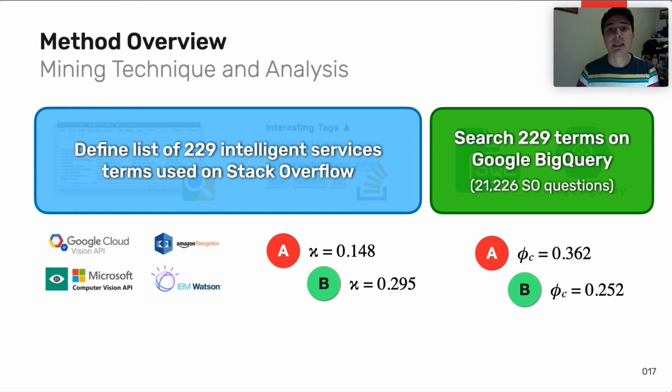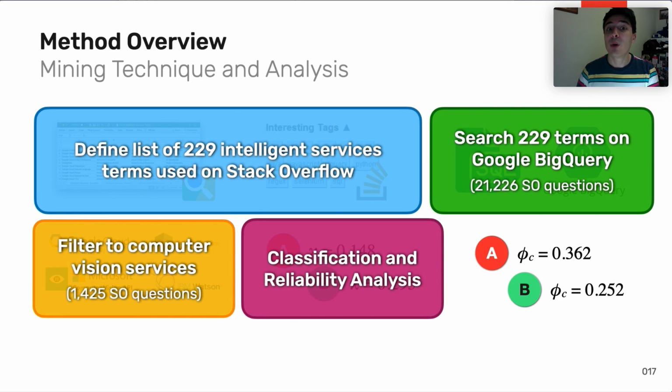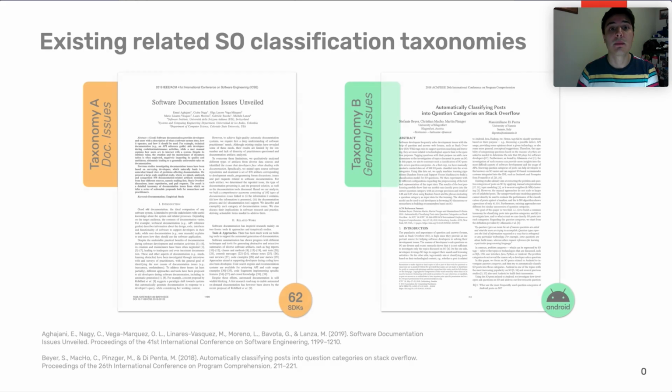We optimized our search query and extracted 21,000 results. We refined these questions to computer vision services exclusively. With multiple coders, we classified each question to an issue type. And lastly, we compared the distribution of these classifications against prior studies using a chi-square test.